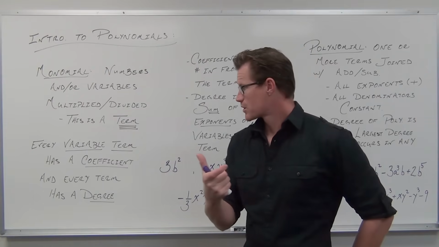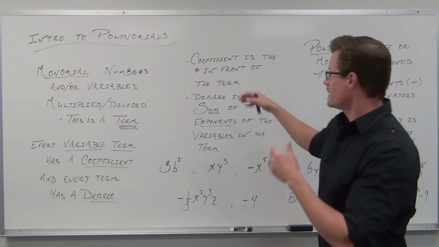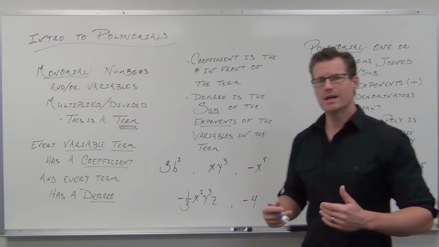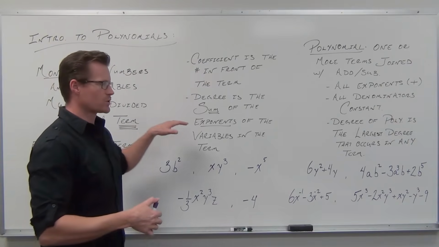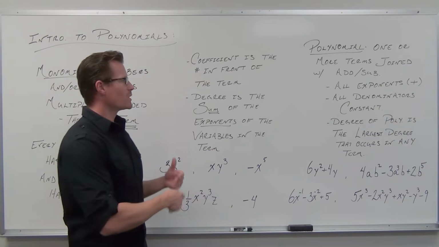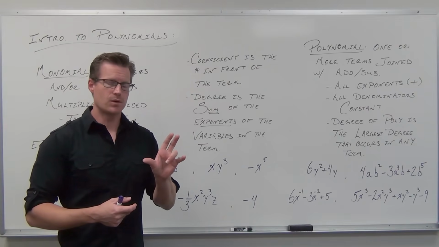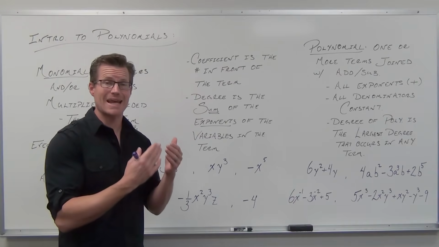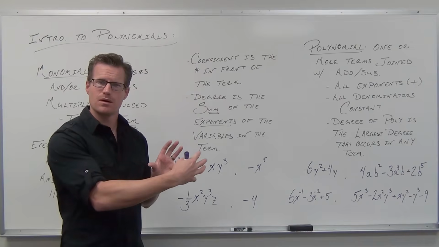Now, every term also has a degree. The coefficient is just the number in front of a variable term. The degree has to do with the exponents of the term. When we look at a term, and we're going to do a whole bunch of examples in a minute, if that term has variables, then those variables have exponents. They have a power, even if there's no power listed. The degree is the sum of those powers.